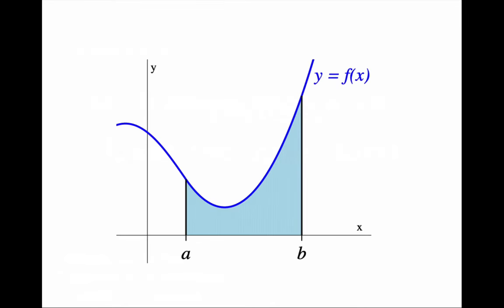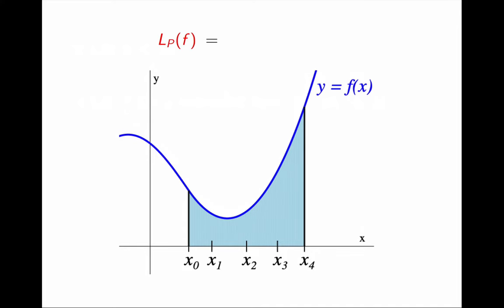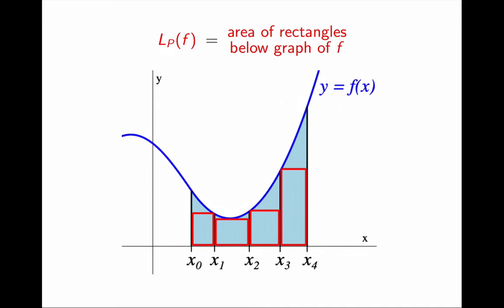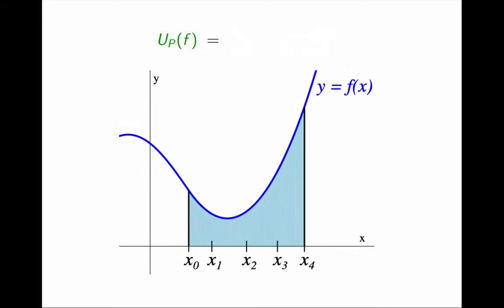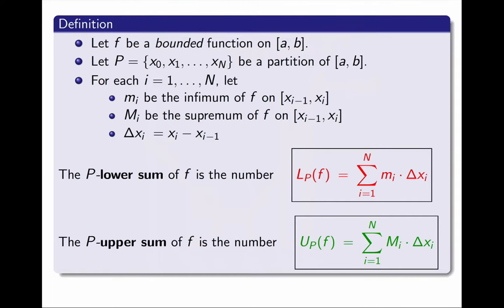I take a partition P of the interval. The P lower sum of f is the sum of the areas of the rectangles below the graph of f, in red in the picture, and the P upper sum of f is the sum of the areas of the rectangles above the graph of f, in green in the picture. Notice that a lower or an upper sum depends on three things: the function, the interval, and the partition. More precisely, here is the actual definition.